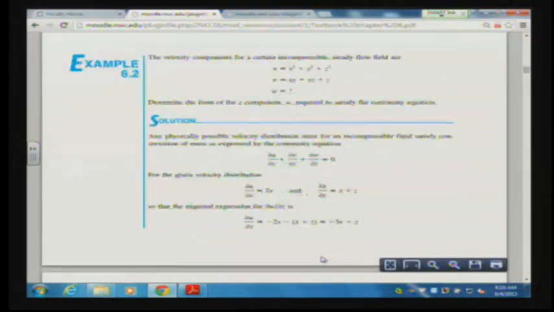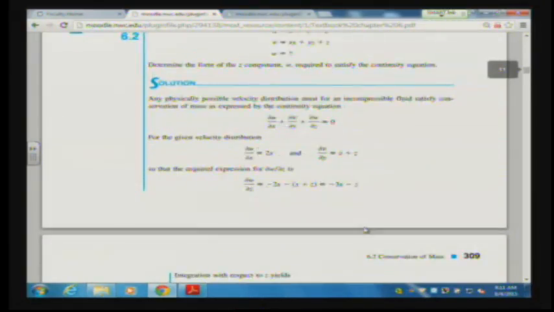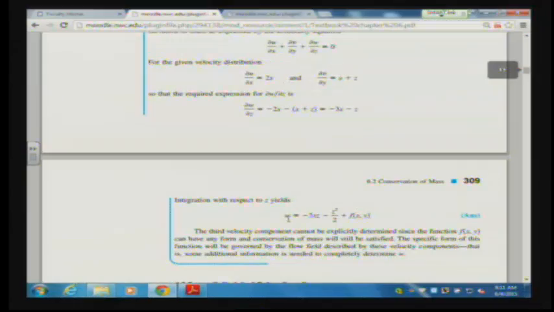We don't really know what that is, but we know that it's going to have to be something that's going to make the whole thing equal to 0. So if you plug this plus something else equals to 0, this is what you'll get for the del w del z term. Then to find out what w is, you can integrate it with respect to z.